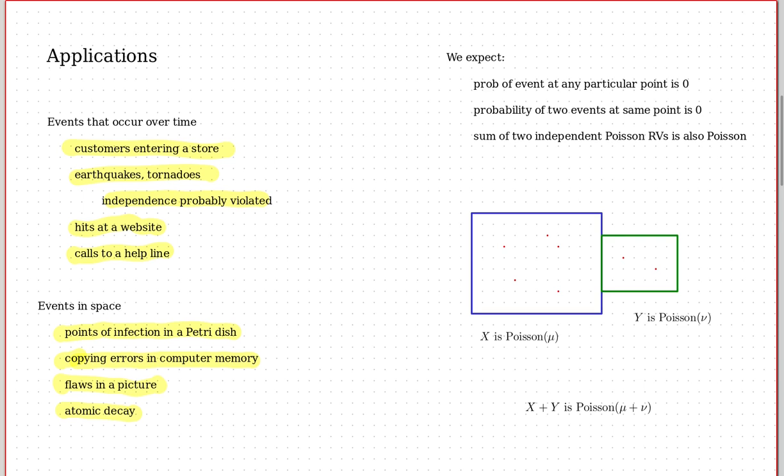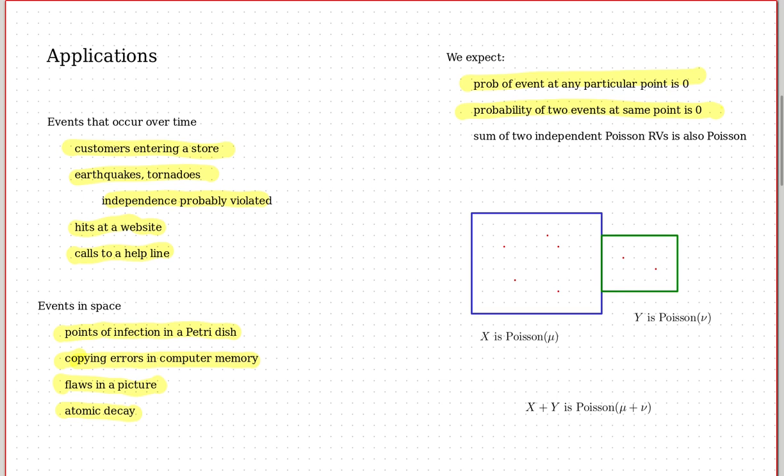Before we get into computing exactly the formulas for the Poisson distribution, let's think about what we expect to occur. One thing we expect is that the probability of an event at any particular point is 0, right? As we said, we're going to model this by letting the probability of a success in an individual trial approach 0. So we would expect that however a calculation works out, the probability of an event at a particular point is 0. And that kind of implies that the probability of two events occurring at the same time is 0.